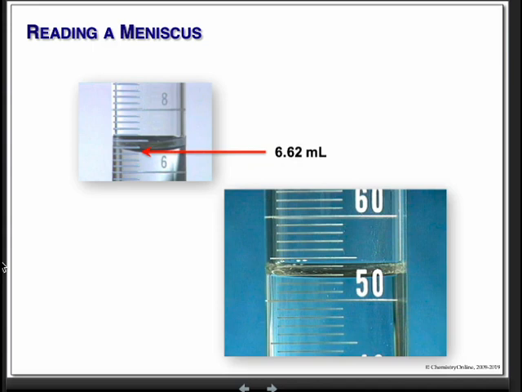Over here we have a larger 100 mil graduated cylinder. Once again, we want to read from the bottom of the meniscus here. And this is about 51, 52. This would be 53, so about 52.8.